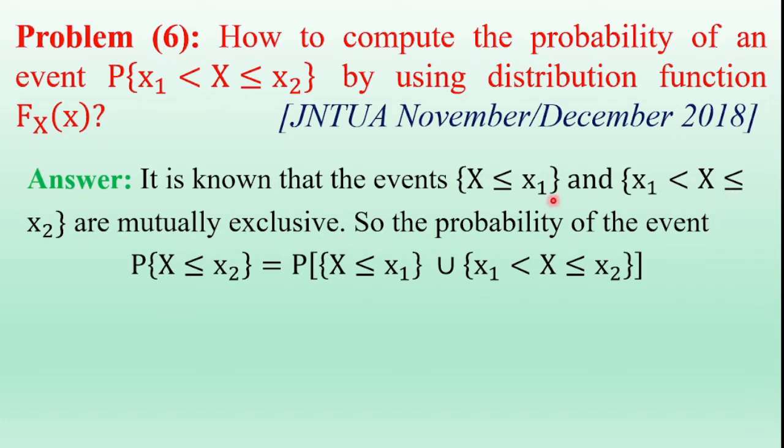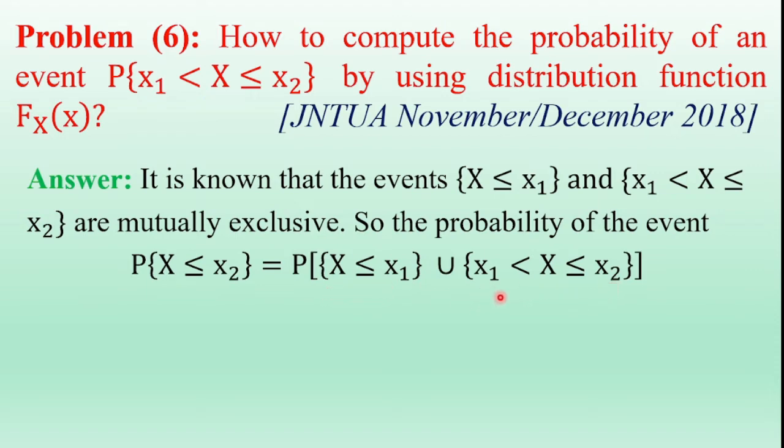The probability of X less than or equal to x1 intersection x1 less than X less than or equal to x2 is 0. So using joint probability, the RHS term is written as probability of A union B is probability of A plus probability of B minus probability of A intersection B. This is considered as the event A, and this is considered as the event B.